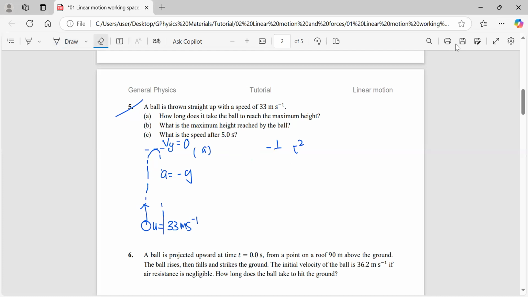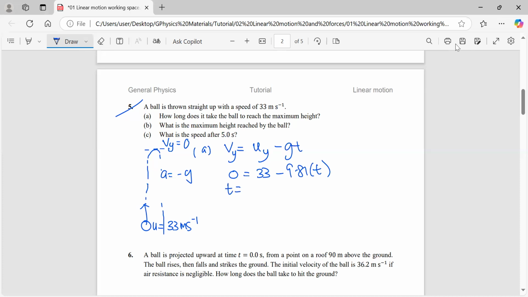So let me erase all this. The other formula I can actually use is v_y equals u_y minus g t. The initial speed when it launched is 33. The final speed when it reaches the maximum height is 0. So here you have 33 minus 9.81 t. From here you can find your t.